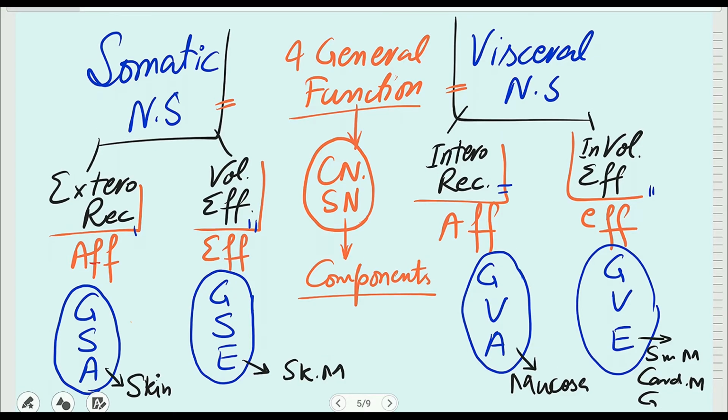I advise my students to always remember this one word answer for each component: skin for the general somatic afferent, skeletal muscle for the general somatic efferent, mucosa for the general visceral afferent, and smooth muscle, cardiac muscle and gland for the general visceral efferent. This will help you make the nervous system concept simple and easy.